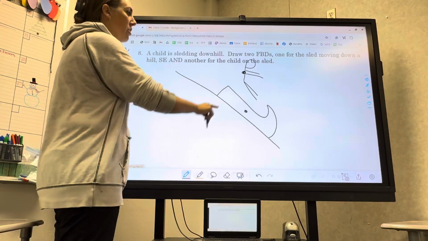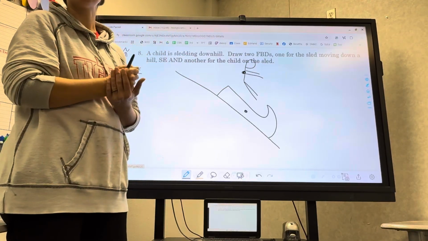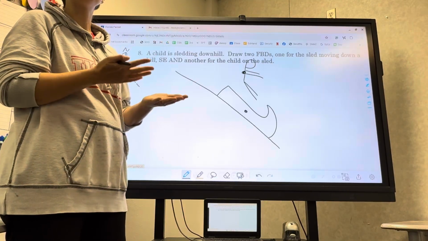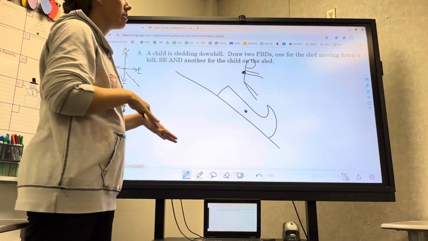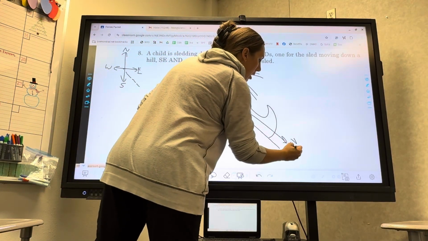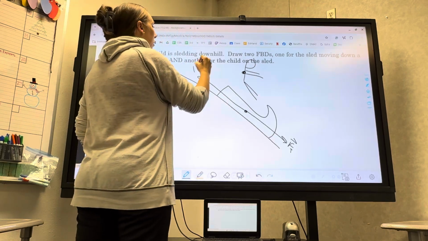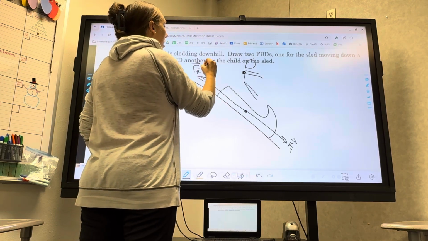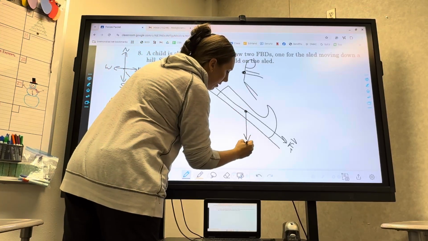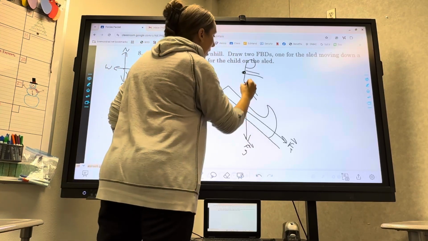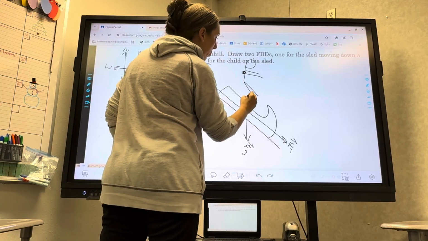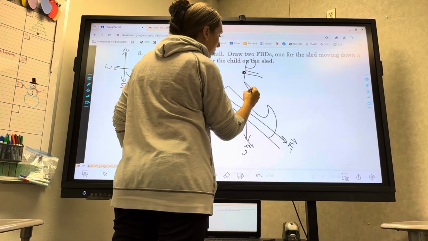Okay, the sled. I did not say it was an ice hill, so I am assuming friction. So I'm going to put everything on this, just like that moving car. So we have force applied. We have forces of friction and force of air resistance. We have gravity. And I'm going to just do a little normal force so the things don't mesh together.